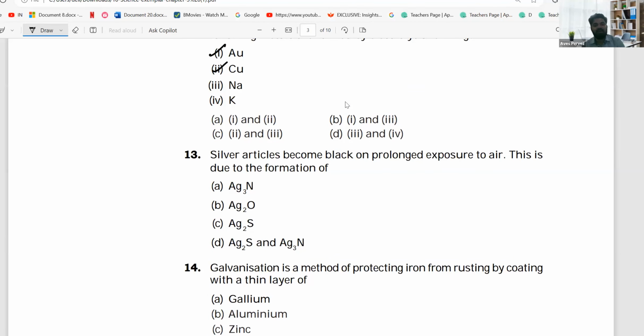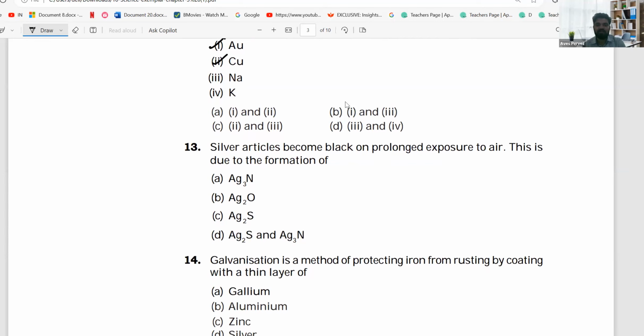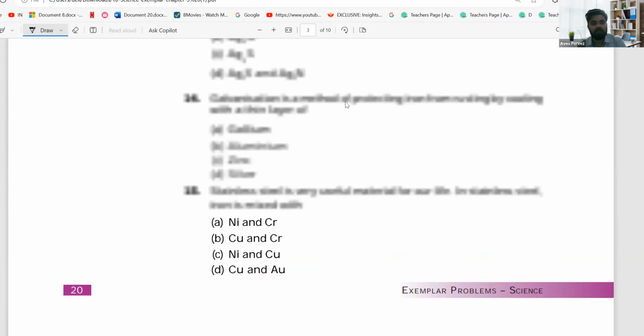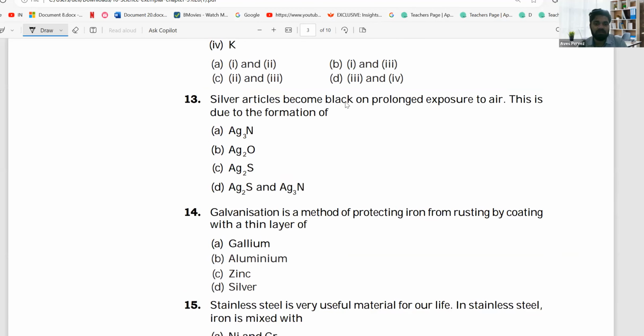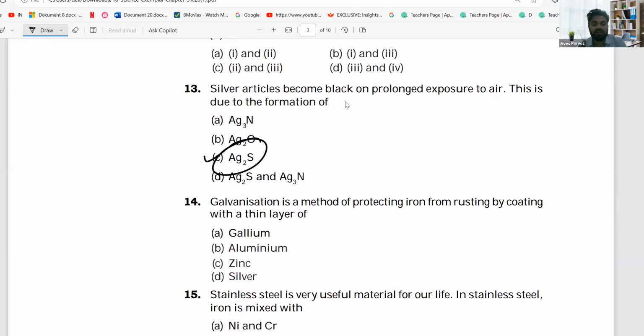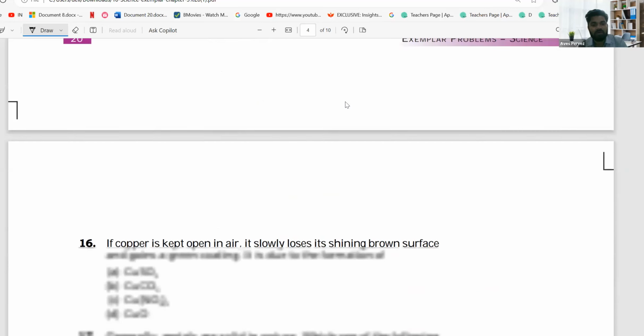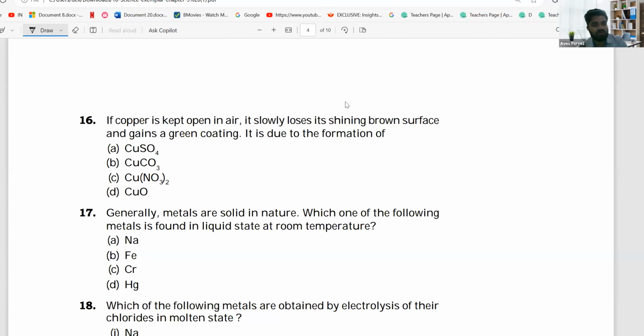Like we have silver articles. Silver articles become black in color when they are exposed to air. Okay, we have not done the alloys yet. Ag2S is the correct answer, because it is black in color. We have not studied the color.